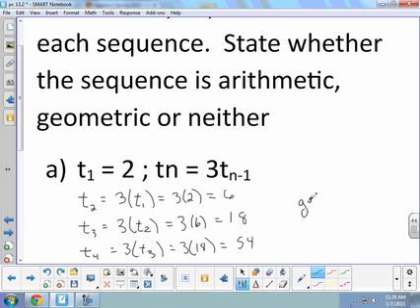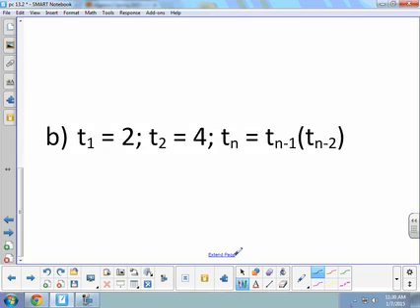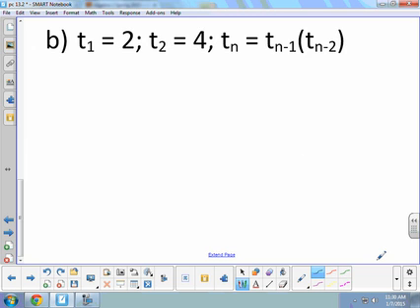That one is obviously geometric because you're multiplying by 3. Well, that makes sense because you're taking 3 times. Let's do another one. This one is a little bit different because they're actually giving us the first 2 terms. t sub 1 is 2, t sub 2 is 4, and then they're giving us t sub n equals t sub n minus 1 times t sub n minus 2. That t sub n minus 2 just means that it is the term 2 places before.